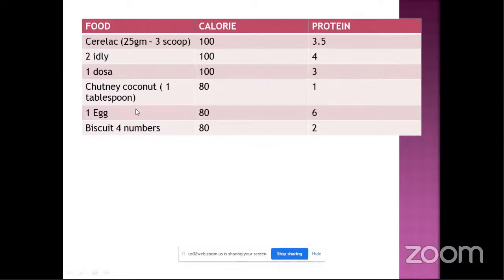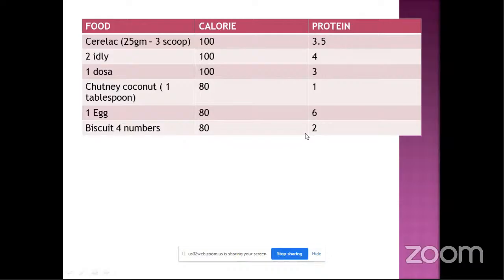Egg, very important. You must not forget it. So egg, the kilocalorie will be 80. 1 egg will produce a kilocalorie of 80 and then protein of 6. Be it a case of biscuit, a normal biscuit, not a creamy one, maybe a Marie or something like that. So biscuit, if it's 4 in number, it produces 80 kilocalorie, producing a protein of 2.